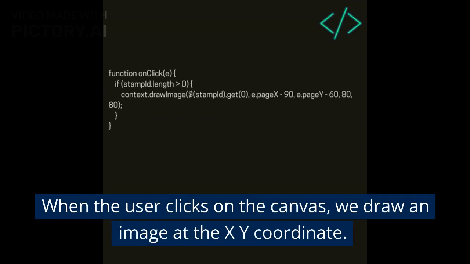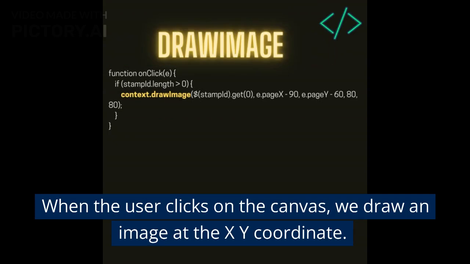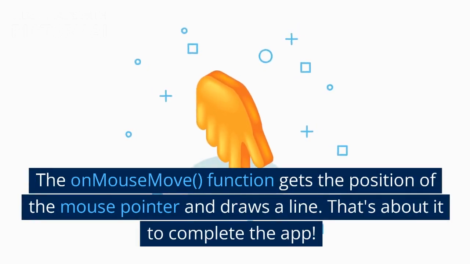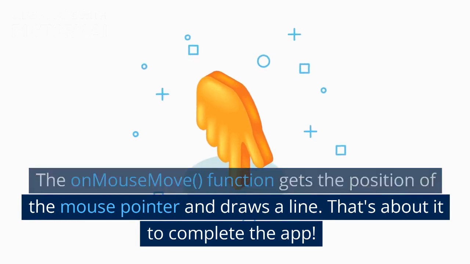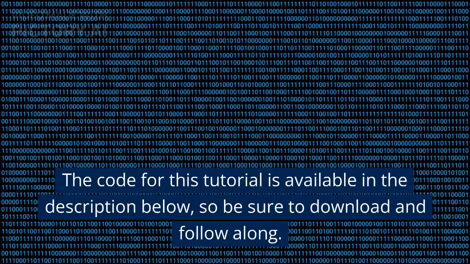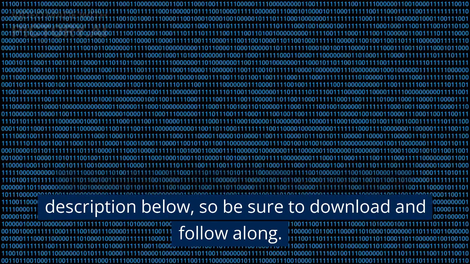When the user clicks on the canvas, we draw an image at the XY coordinate. The onMouseMove function gets the position of the mouse pointer and draws a line. That's about it to complete the app. The code for this tutorial is available in the description below, so be sure to download and follow along.